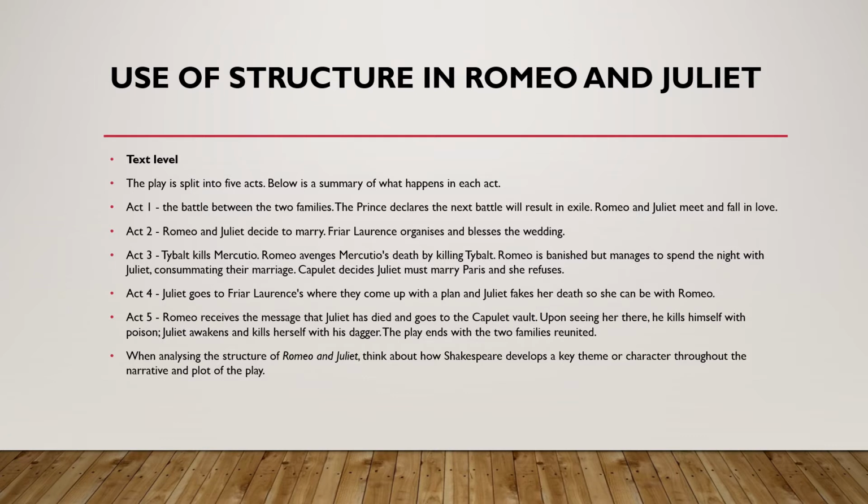When we're analysing the structure of Romeo and Juliet, we need to think about how Shakespeare develops these key themes or characters throughout the narrative and the plot of the play. He doesn't just go, here's what's going to happen, and it happens, and then it ends. He subtly hints at what could happen, and then builds the tension until you have this crescendo and this whole climax of everything that's going to happen, and then it peters off into our ending where the families come back together through their united grief and sense of loss.